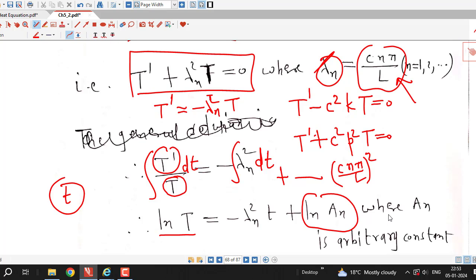where an is an arbitrary constant. Here we are writing the constant as a suffix n because for different values of n we will obtain an infinite number of different solutions, and for each solution this constant can be different, so that is denoted by a suffix n.